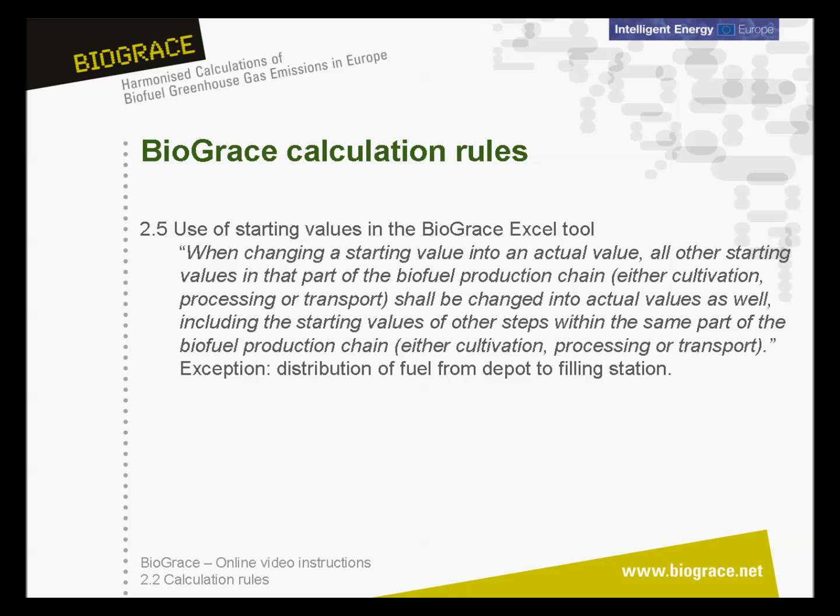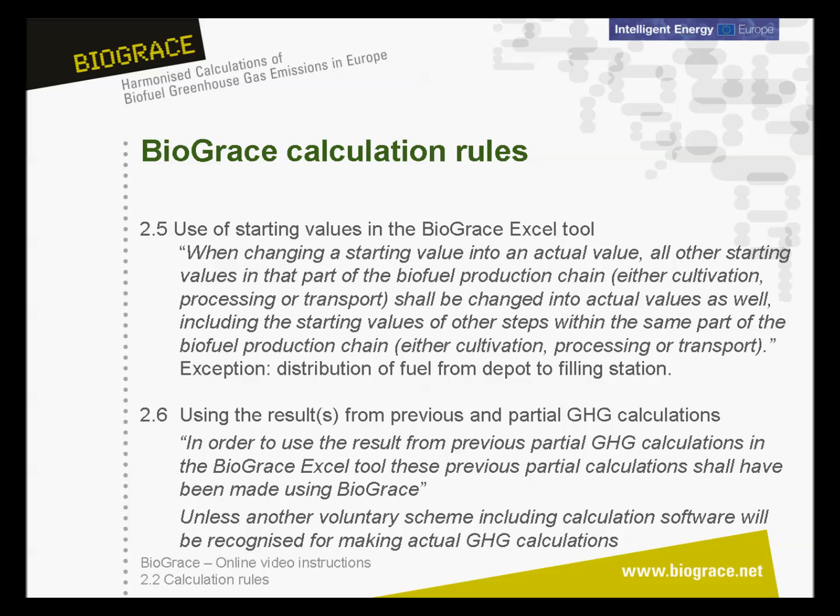Example 2 on ethanol from sugarcane. If you enter an actual value for the transport distance of sugarcane to a sugar mill, you should also enter actual values for the transport distance of the ethanol from the sugar mill to the depot. The transport distance of the ethanol from the depot to the filling station can be left unchanged.